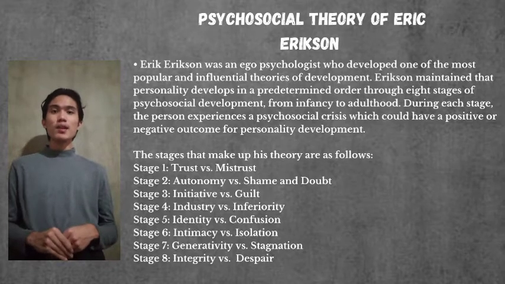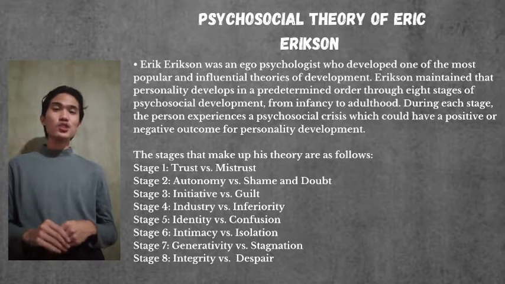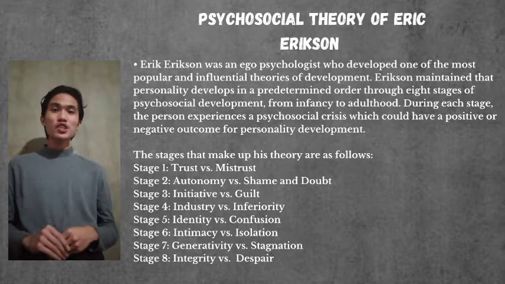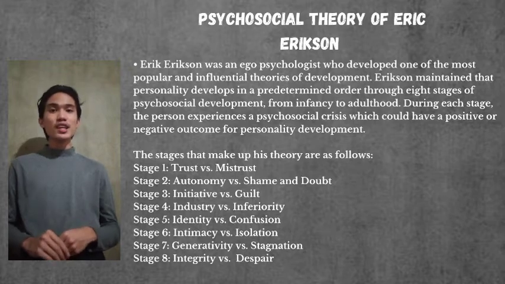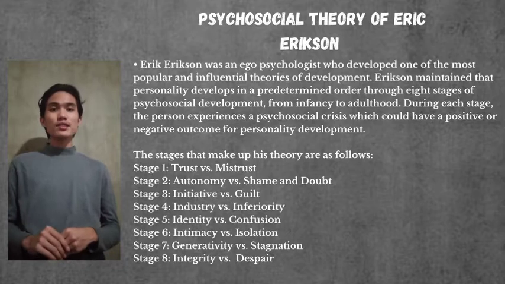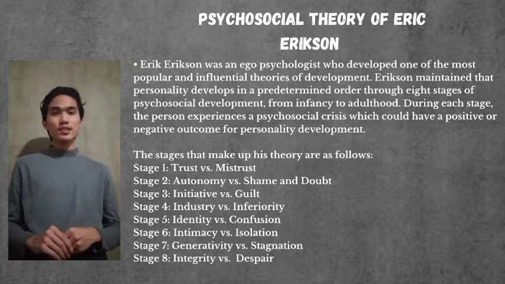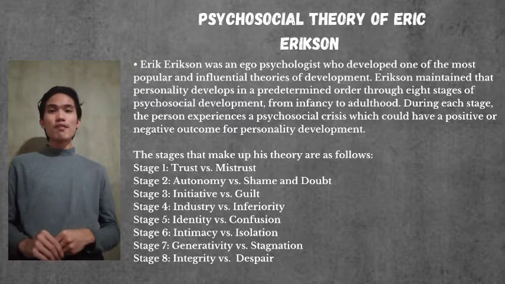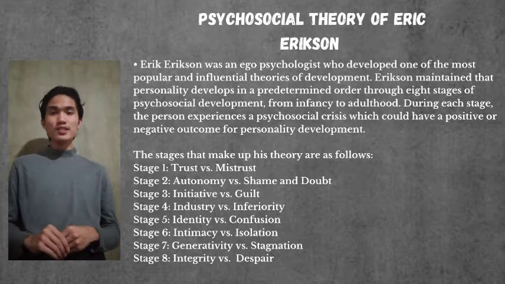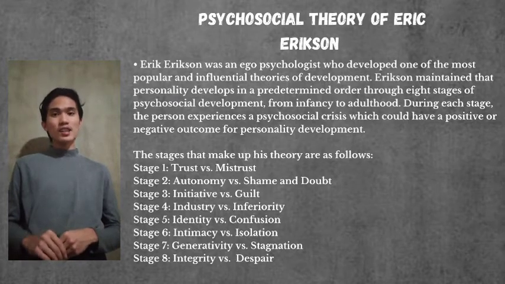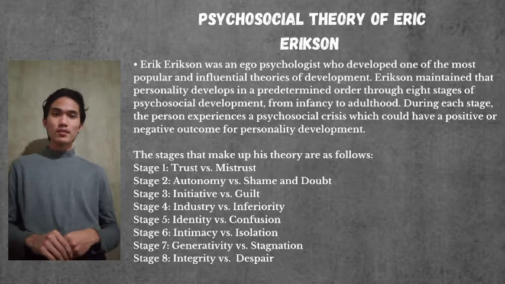The stages that make up his theory are as follows. First stage is trust versus mistrust. Stage 2, autonomy versus shame and doubt. Stage 3, initiative versus guilt. Stage 4, industry versus inferiority. Stage 5, identity versus confusion. Stage 6, intimacy versus isolation. Stage 7, generativity versus stagnation. And Stage 8, integrity versus despair.